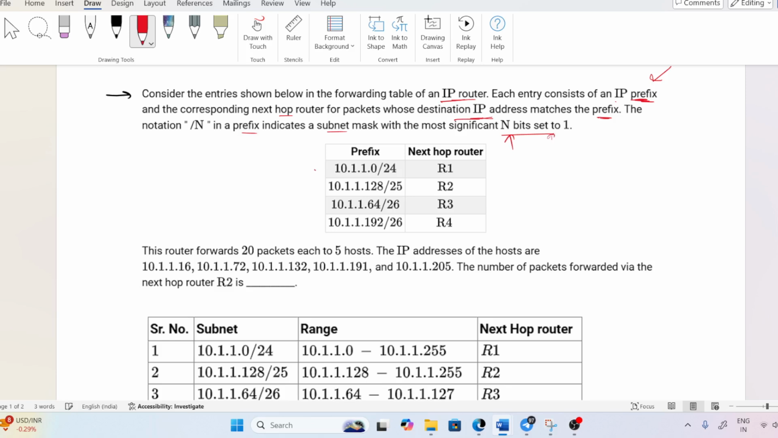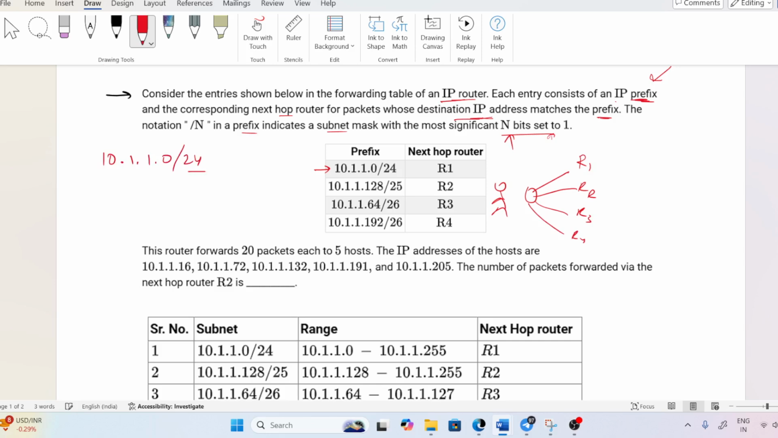Now the most significant n bits are set to 1. Now we are having the prefix here. So these are my IP addresses, and this is the prefix of where you want to go, and we are having the next hop routers R1, R2, R3, R4 like this. Now you can go to R1, R2, R3, or R4. Now these are the routers with the prefixes. So, 10.0.1.1.0. What is the meaning of it?